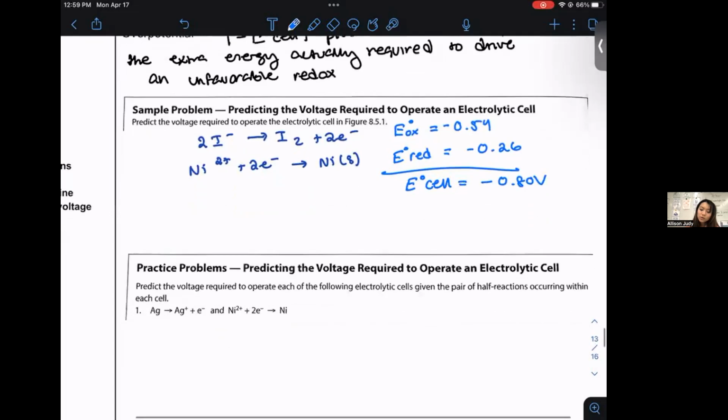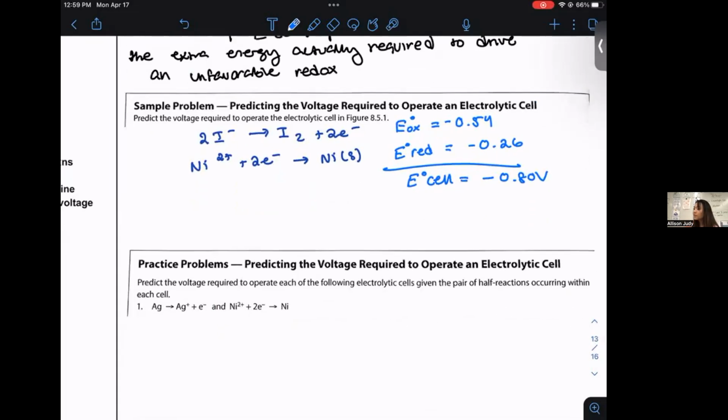So what we would say then is, what would be the required voltage to operate the cell? We would have to input at the very least an electrolytic or electropotential voltage value of greater than or equal to 0.80 volts. That's the very least we'd have to input. We would definitely have to input more because of overpotential. But that's the very least that we would have to input.